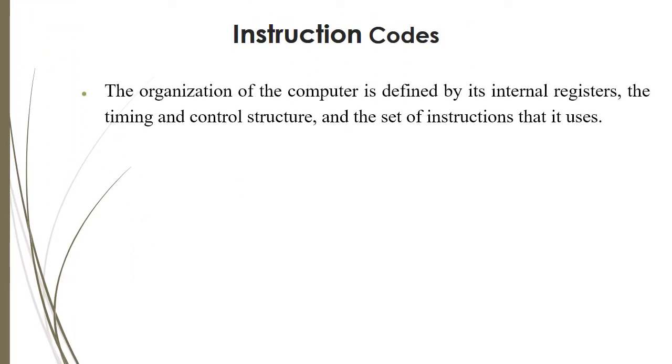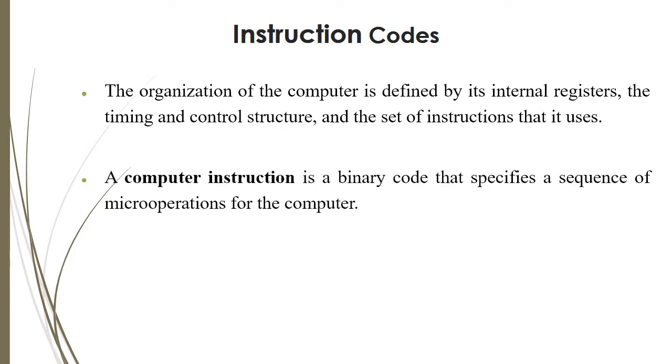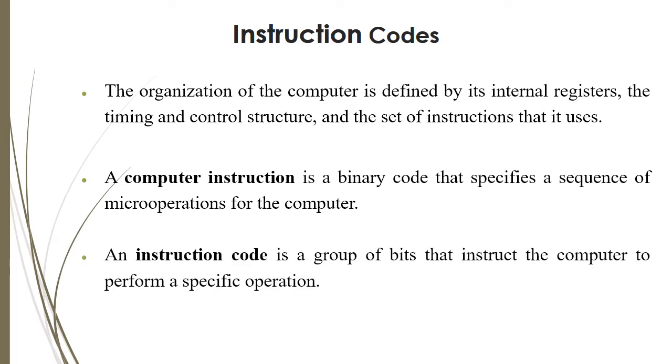Instruction codes. The organization of the computer is defined by its internal registers, the timing and control structure, and the set of instructions that it uses. A computer instruction is a binary code that specifies a sequence of micro operations for the computer. An instruction code is a group of bits that instructs the computer to perform a specific operation.